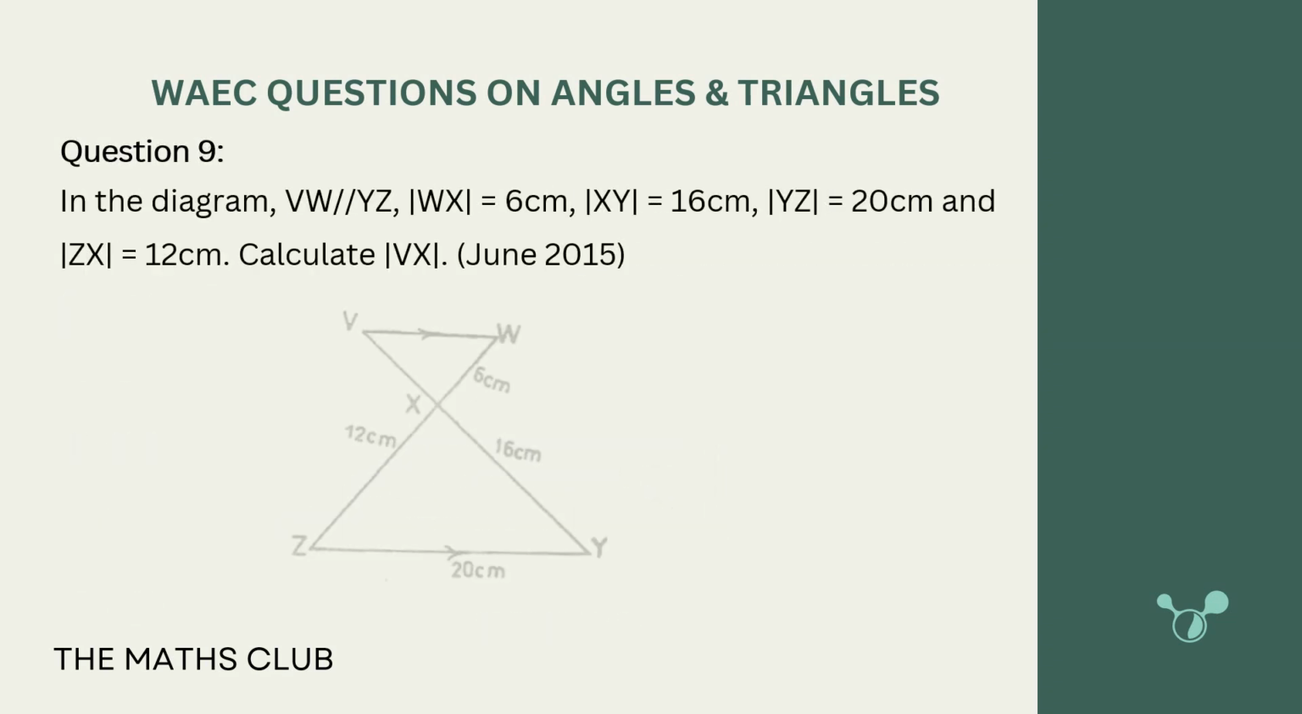Question 1 says that in the diagram, VW is parallel to YZ. WX is equal to 6 centimeter, XY is equal to 16 centimeter, YZ is equal to 20 centimeter, ZX is equal to 12 centimeter. Find the value of VX. From June 2015. Please pause this video and try this out yourself.